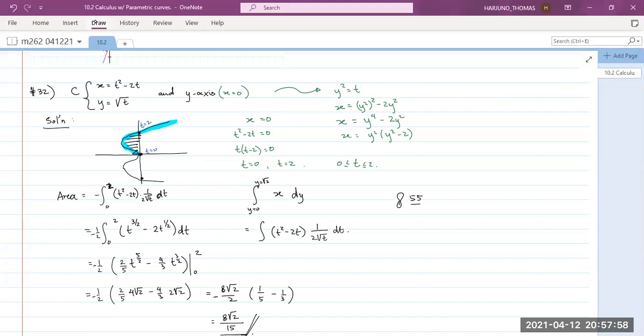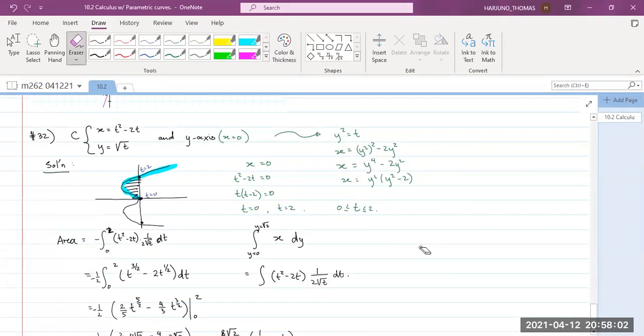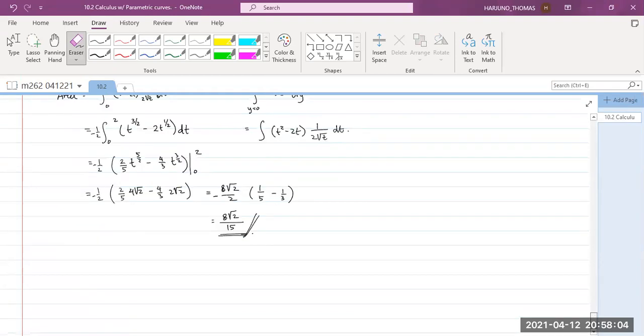Okay, let me start. That's for number 32. Next one, we did the area. Now how about the arc length? Either number 41, 42, 43, 44. You choose one.